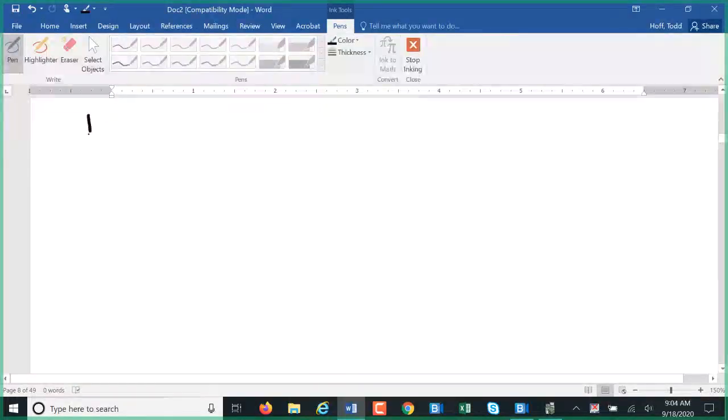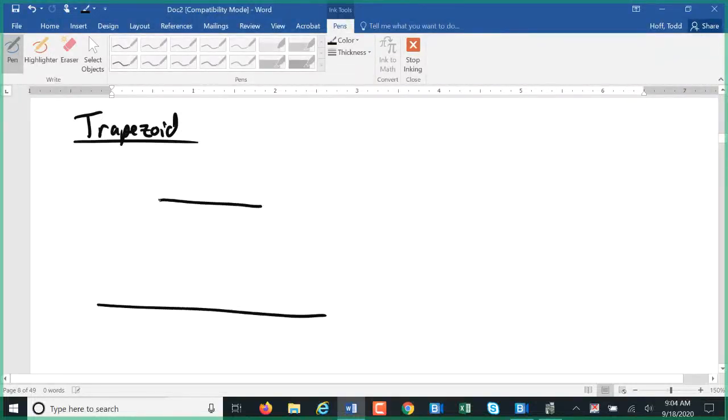Then we have that trapezoid. Trapezoid's actually simpler than you might think. We have the two bases that are parallel. They're connected, of course, with non-parallel sides. Let's say that this base up here is, well, let's just say it's 12 inches.